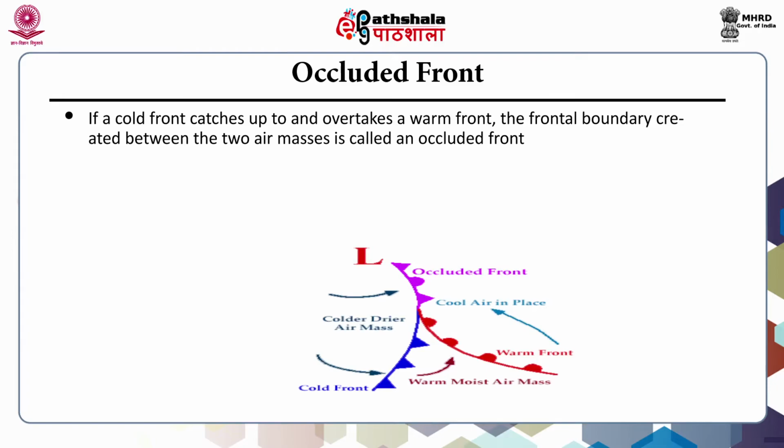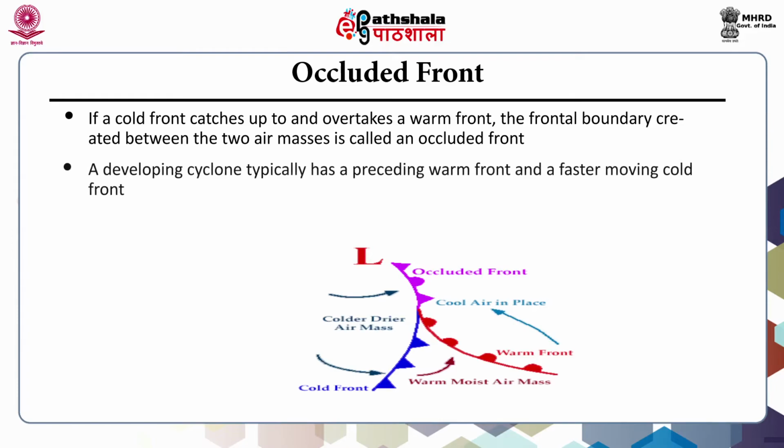Occluded fronts usually form around mature low pressure areas during the process of cyclogenesis when the cold front overtakes a warm front. When this occurs, the warm air is separated or occluded from the cyclone center at the Earth's surface. A developing cyclone typically has a preceding warm front, that is the leading edge of a warm moist air mass, and a faster moving cold front, that is the leading edge of a colder dry air mass wrapping around the storm.